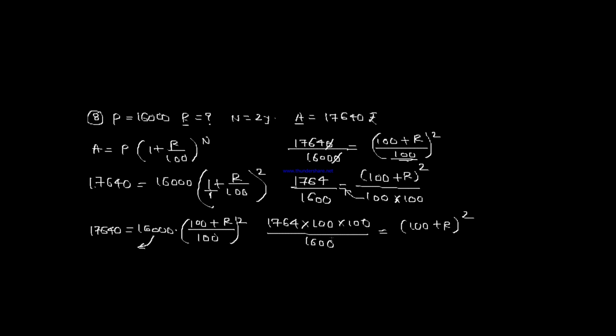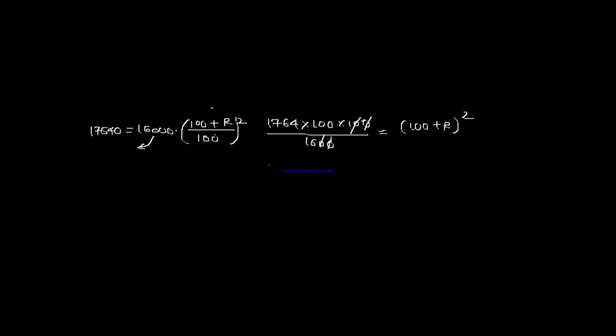So these 2 zeros will get cancelled. Now, very important step, next step is very important. We are having 1764 into 100 upon 16. So as you can find, the unknown value r is trapped inside the square bracket. Okay, so to remove this square we have to take the square root on both sides.